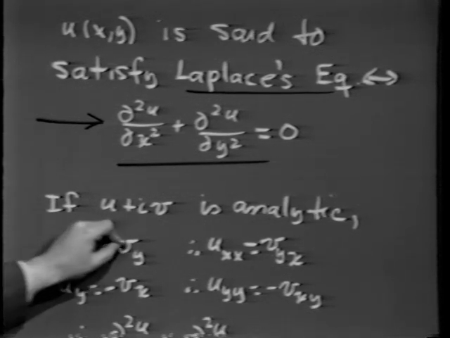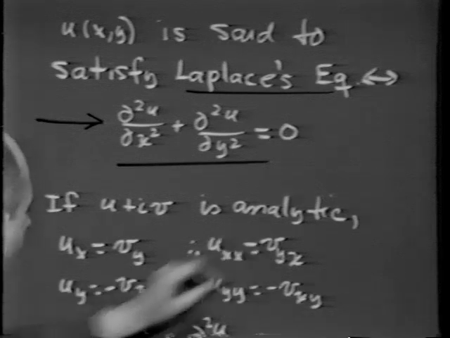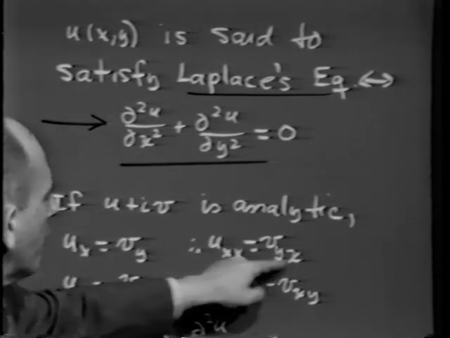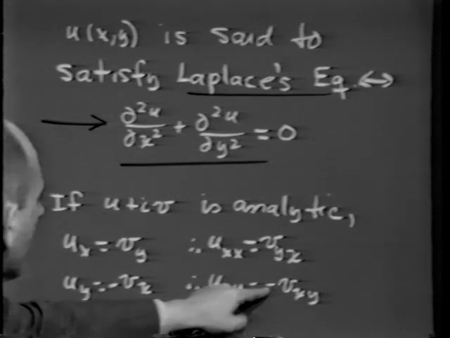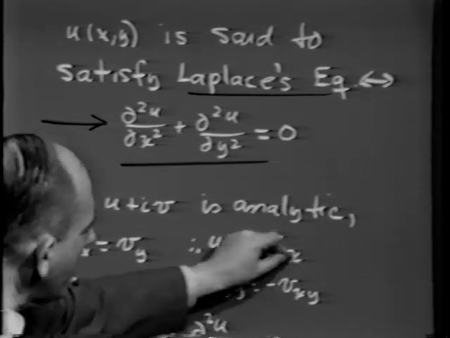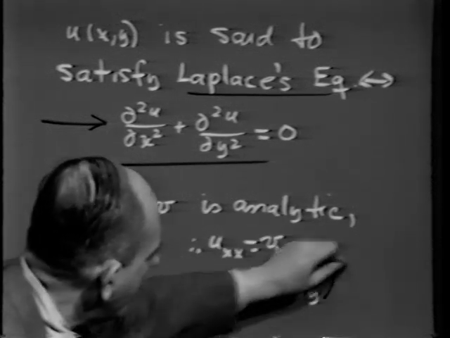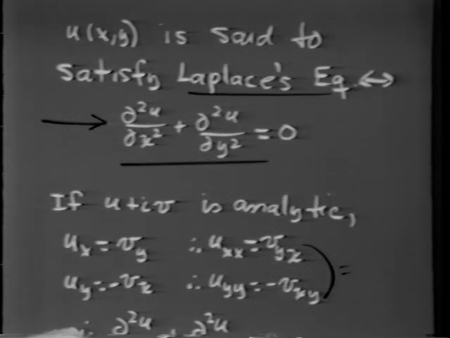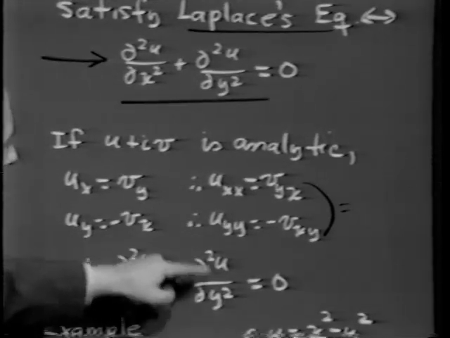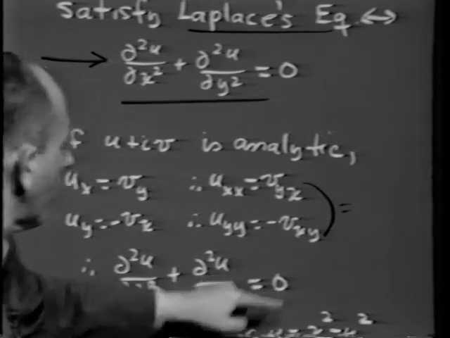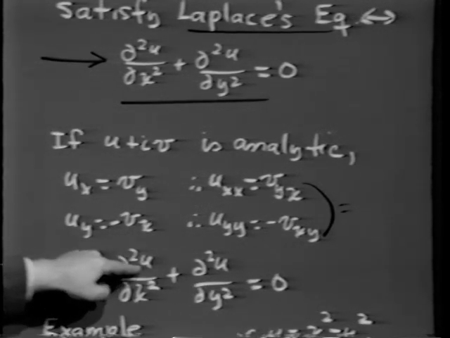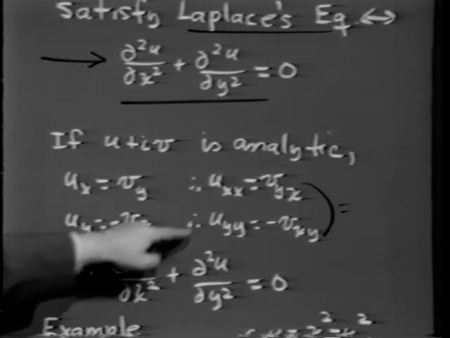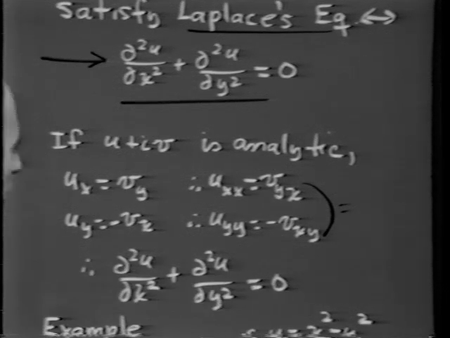If I differentiate both sides here with respect to x and both sides here with respect to y, I get u sub xx equals v sub yx. U sub yy is minus v sub xy. Assuming continuity so that these are equal, by addition, the second partial of u with respect to x plus the second partial of u with respect to y is 0. A similar argument shows that the second partial of v with respect to x plus the second partial of v with respect to y also will be 0.